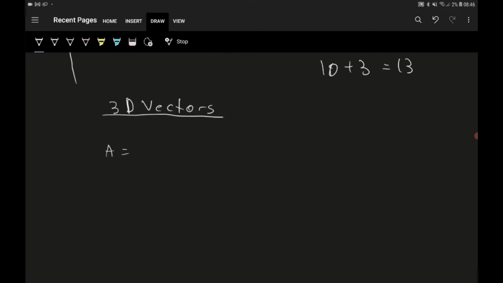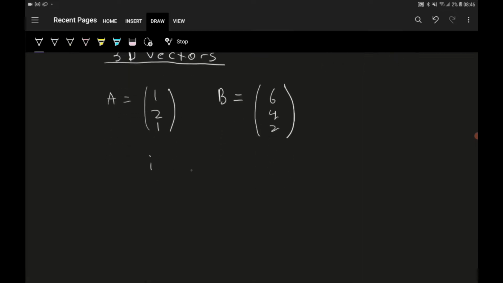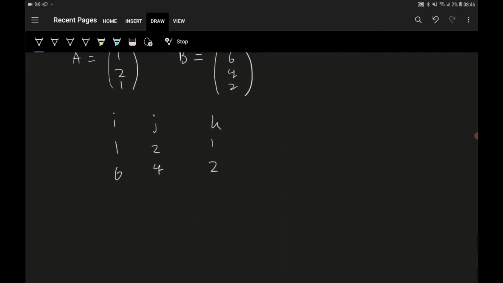A is 1, 2, 1. B is 6, 4, 2. So we again line up the i's, j's, and k's. The i's would be 1, 6, 2, 4, and 1, 2. I hope I got that right.